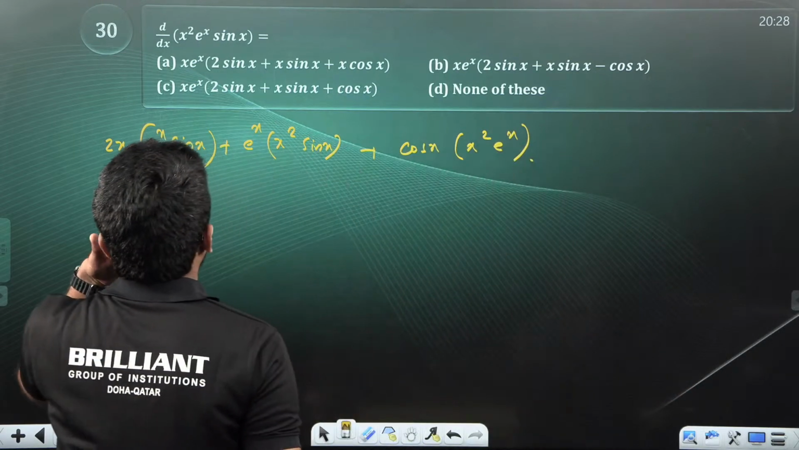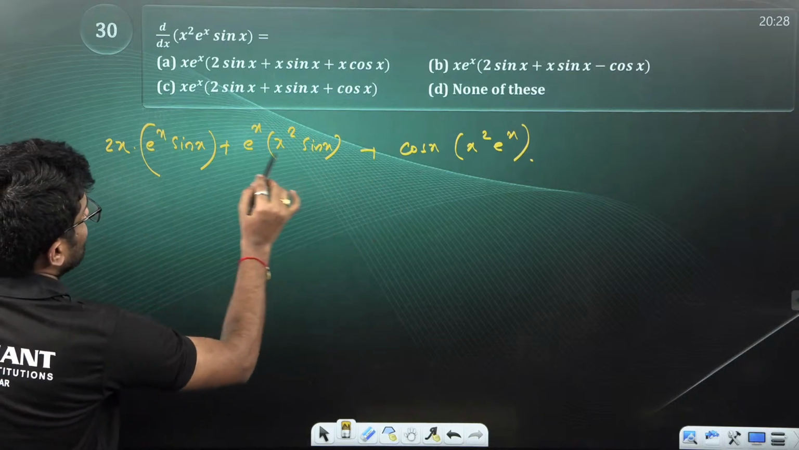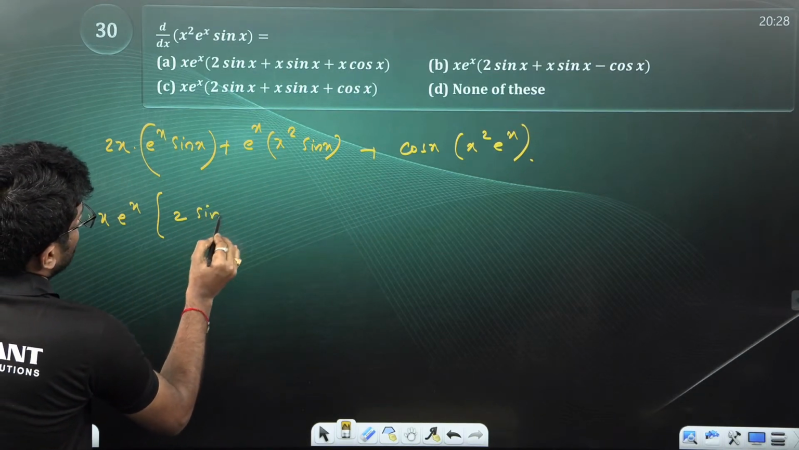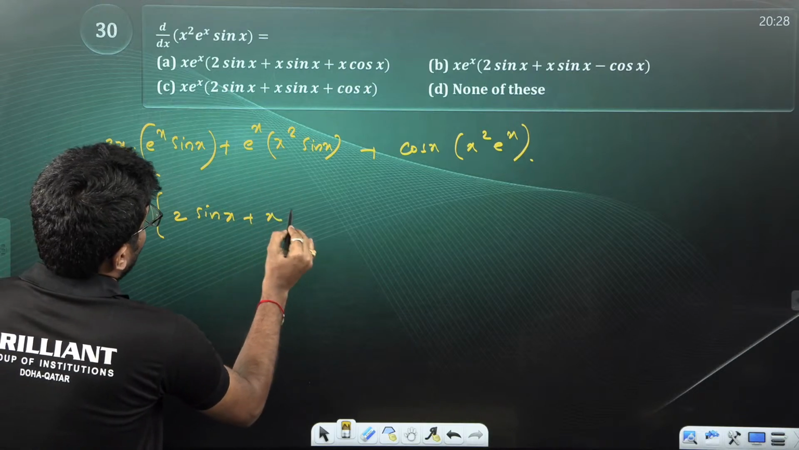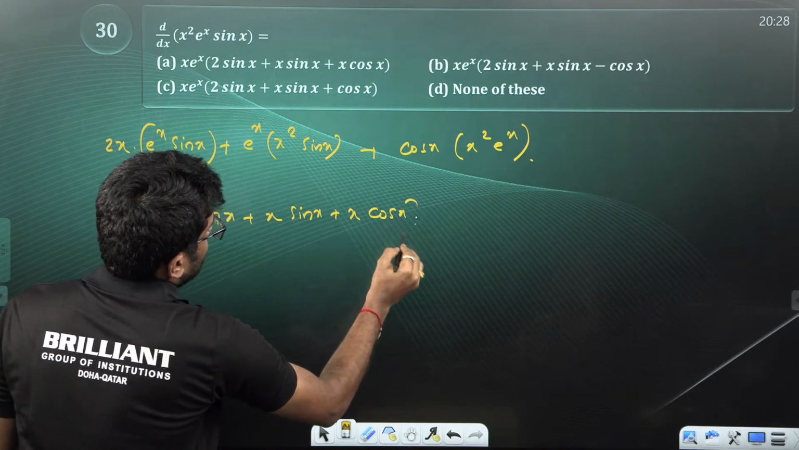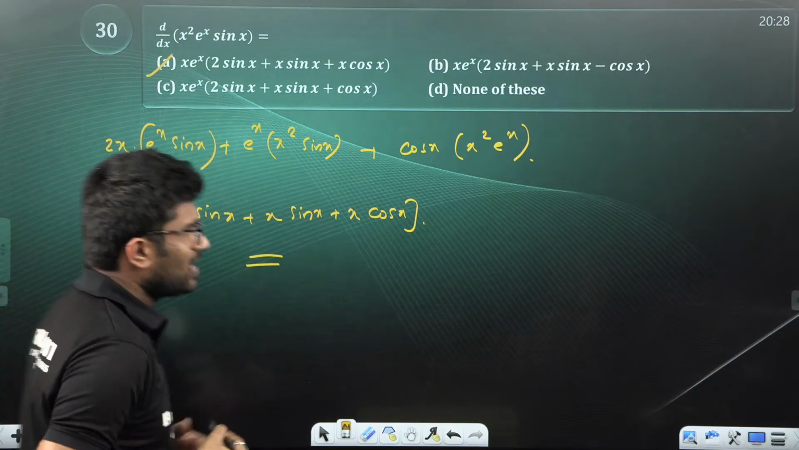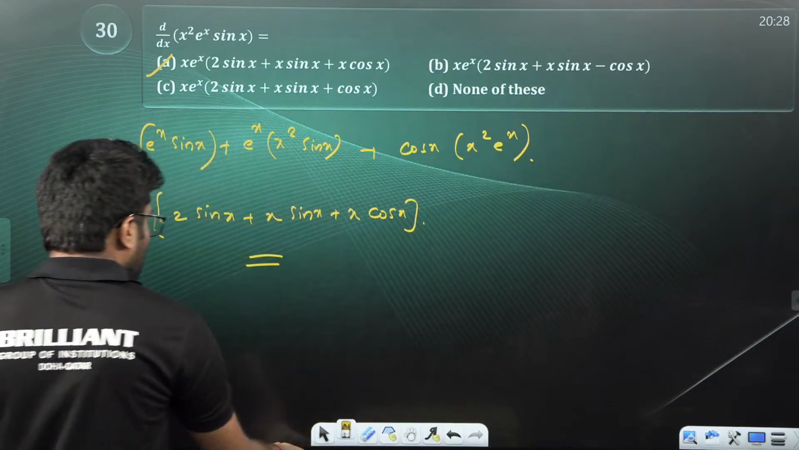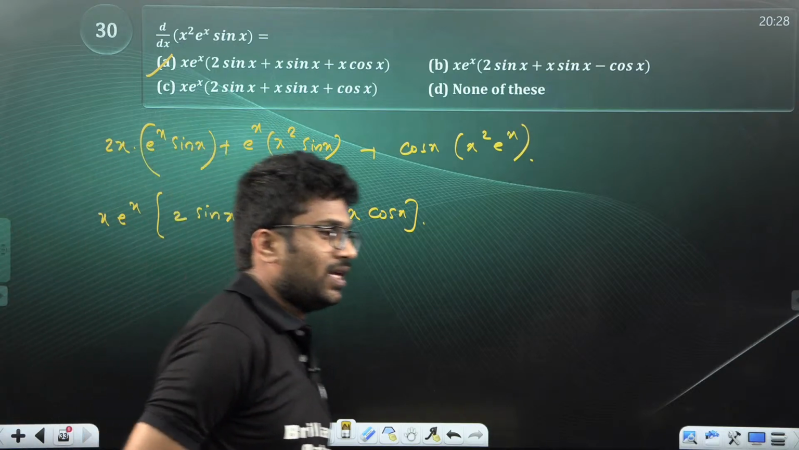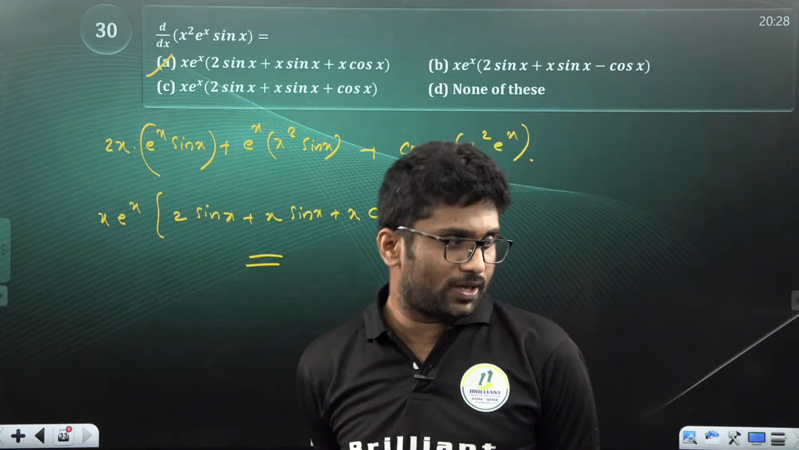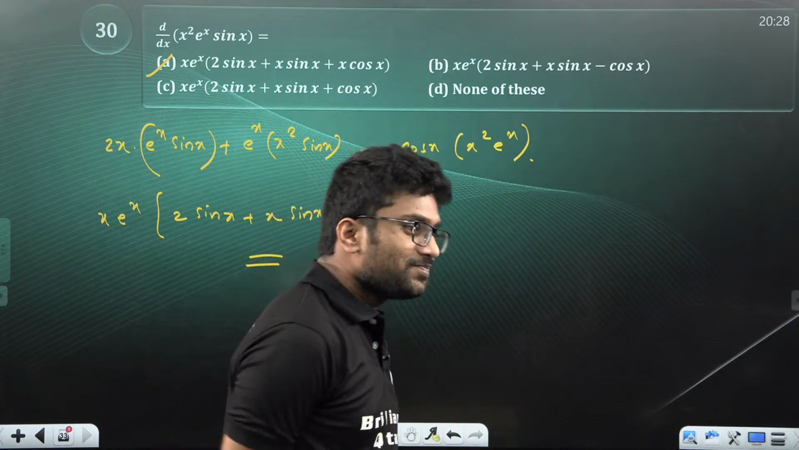Okay, we'll take x into e power x common. Then you get 2 sin x, then you get x sin x, then you get x cos x. Wow, super, friends, super. See, so simple. There is nothing in this. Very good. Rashmika, very good. Vaishnavi, super. Shiny Sabu, super, so beautiful.